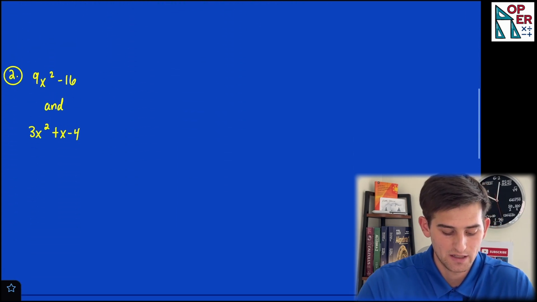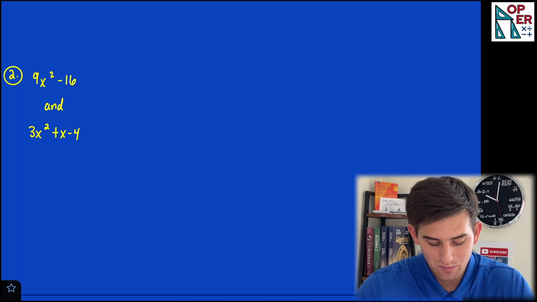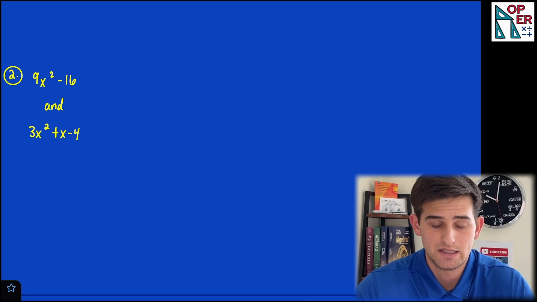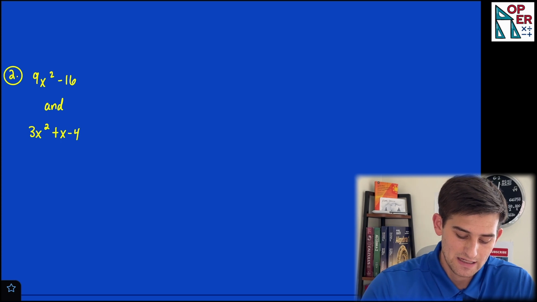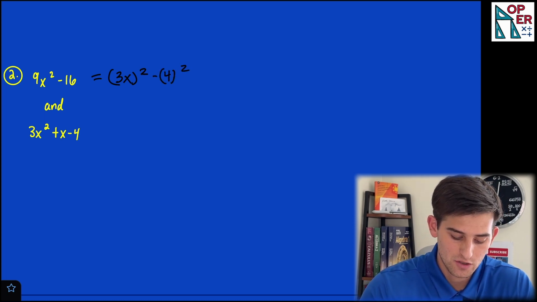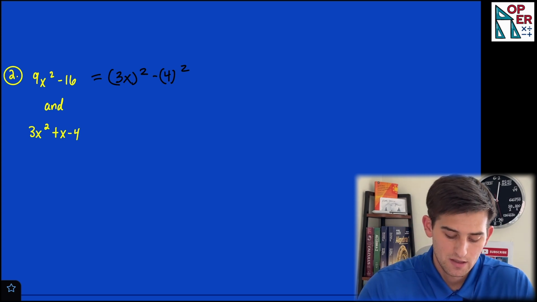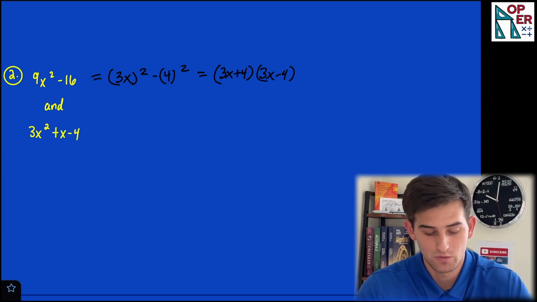So example number 2, we have 9x squared minus 16 and 3x squared plus x minus 4. If we look at the binomial, let's factor out a 9. Well, that doesn't work because 9 is not a factor of 16. But you'll notice this actually is the difference of two squares. We could rewrite 9x squared as 3x squared, and 4 squared would be 16. So now we have the difference of two squares, and we would write this as 3x plus 4 times 3x minus 4. Okay, so we're done with that expression.